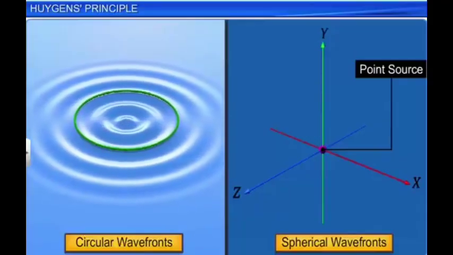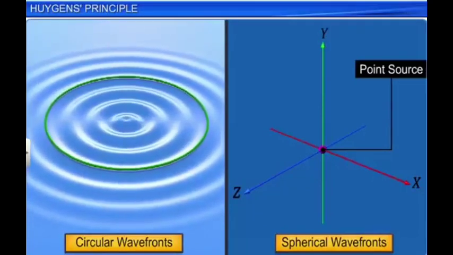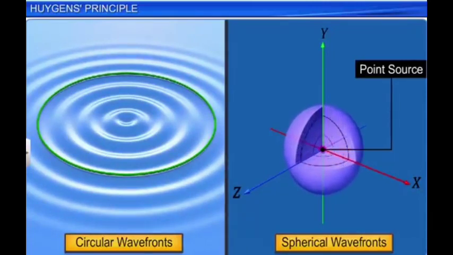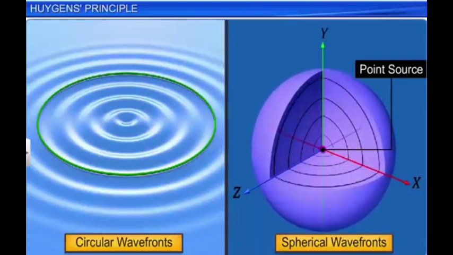Waves on the surface of water are two-dimensional and hence the wave fronts are circular in shape. But the waves from a source of sound or a source of light in a homogeneous medium spread in all directions and are three-dimensional in nature.